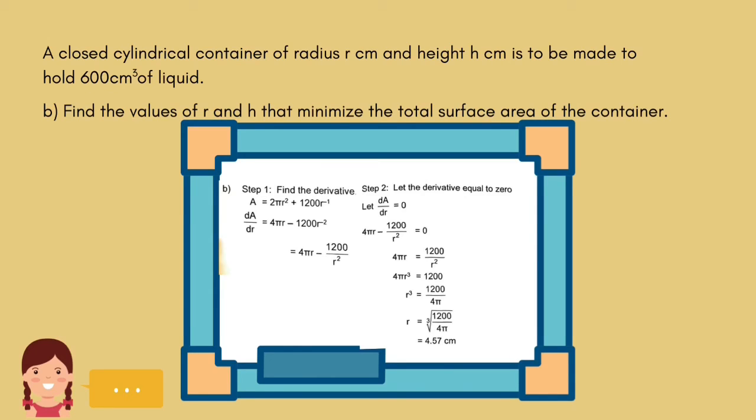Step 2 is to let the first derivative equal 0. So let dA over dr equal 0. And at last we find the value of r equal to 4.57 cm.